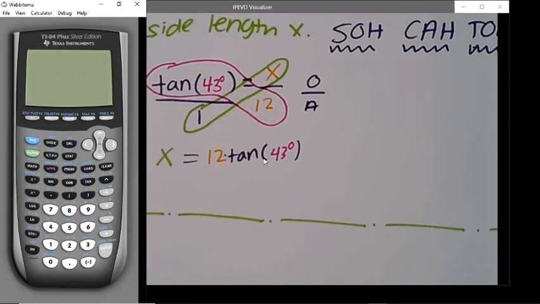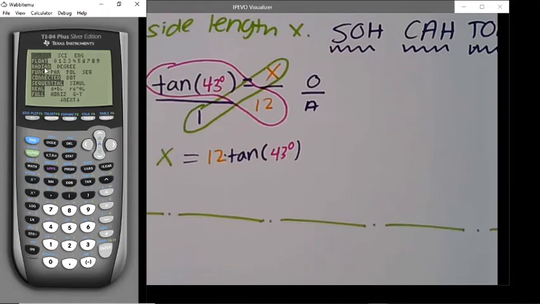But anyway, we need to make sure we're in degrees and not radians. If we're in radians and we're supposed to be in degrees, you're going to get something really weird. So how you do that on your calculator, you go to mode. Remember, you need to be in degrees.